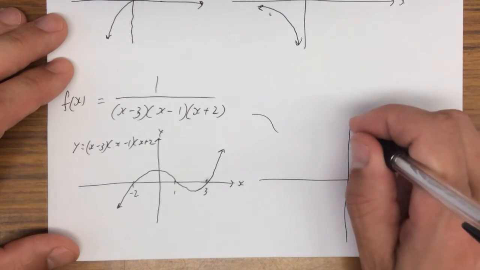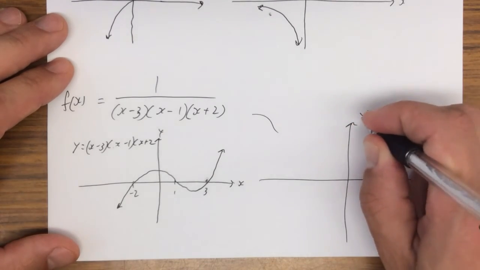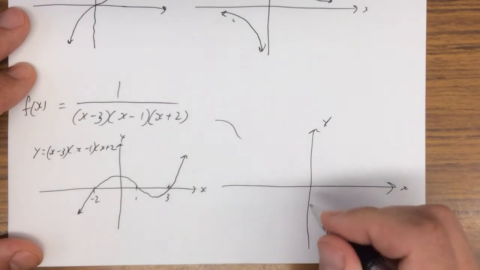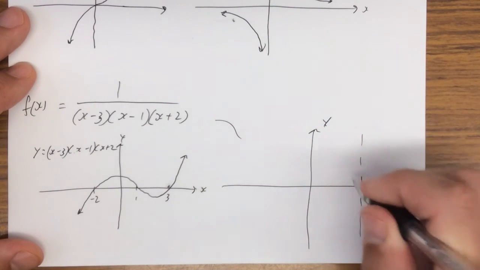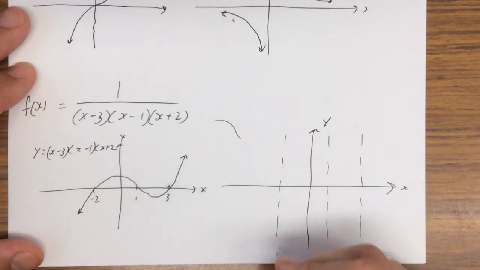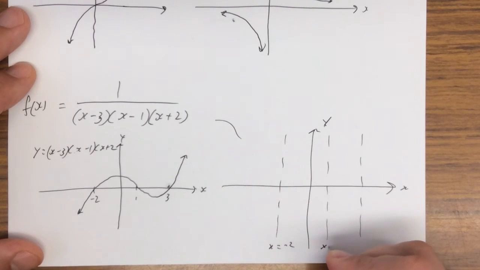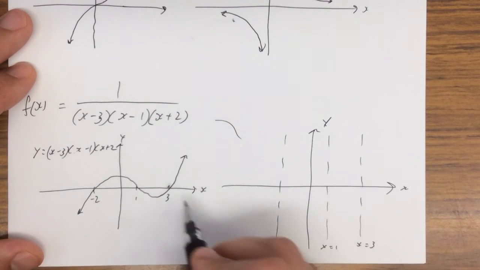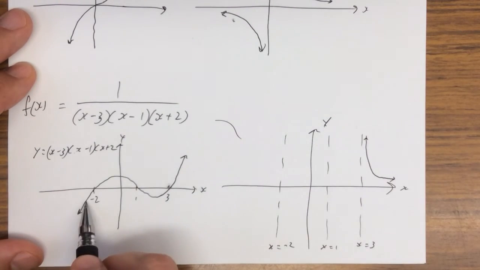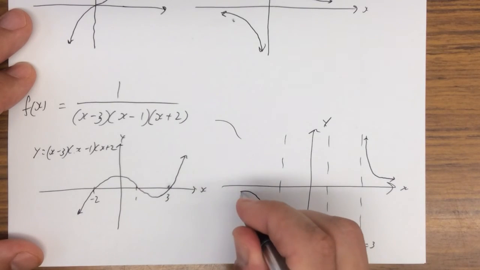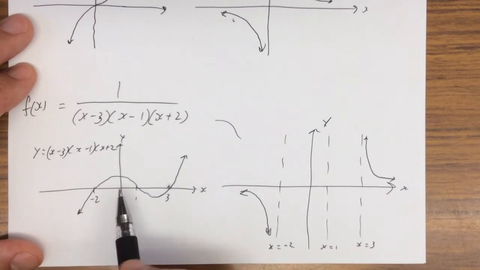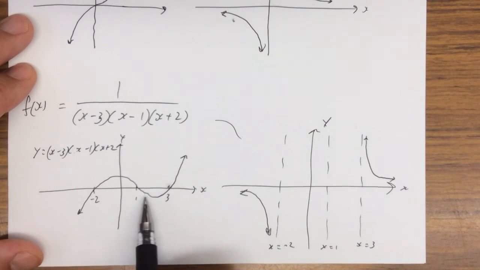Well, you're going to do a similar process as before. You're going to have 3 vertical asymptotes where it's 0. So at 3, 1, and negative 2. And then on this side, you're going to have this piece like this. Over here, you're going to have this piece like this. Just like the x cubed graph on both sides. And then here, it's negative.